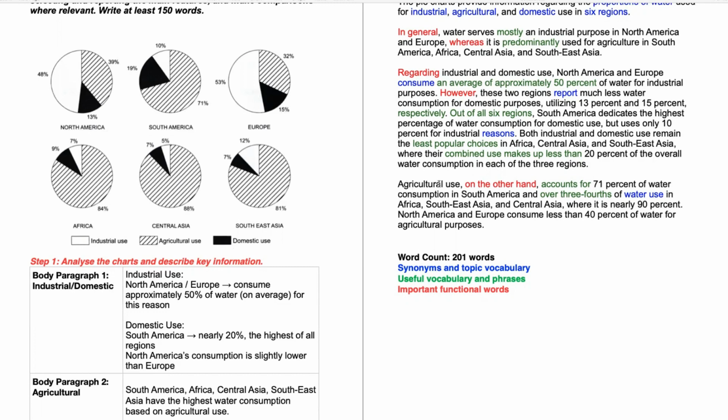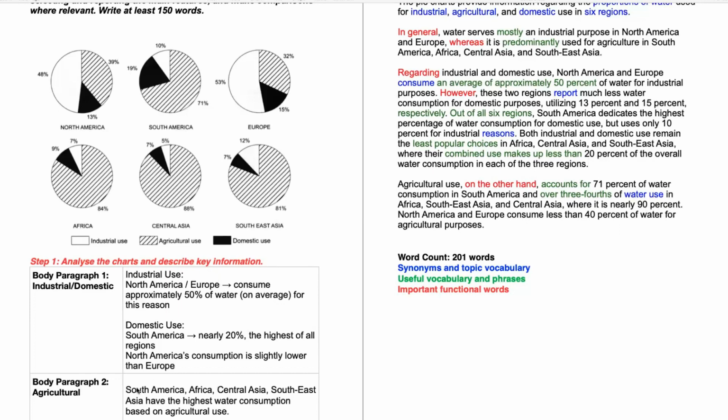So I see agricultural use, on the other hand, accounts for 71% of water consumption in South America and over 3/4 of water use in Africa, Southeast Asia, and Central Asia, where it is nearly 90%. And I'm looking at Central Asia specifically. I want to make a note that it's nearly 90%. We're at 88% here. And then North America and Europe consume less than 40% of water for agricultural purposes. And that is exactly what we saw.